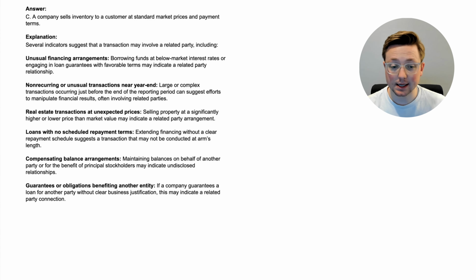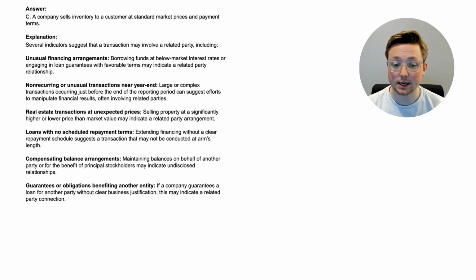Now let's talk about real estate transactions at unexpected prices. Selling property at a significantly higher or lower price than market value may indicate a related party arrangement. Now let's talk about loans with no scheduled repayment terms. Extending financing without a clear repayment schedule suggests a transaction that may not be conducted at arm's length. So if you're letting somebody have a loan that they don't have a due date for, that's probably a related party transaction, or at least that could be an indicator of it.